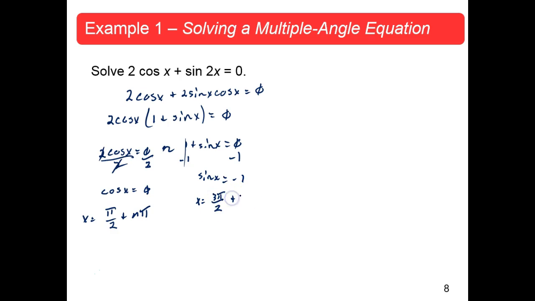Now that one occurs every 2 pi, so 3 halves pi plus 2n pi. But guess what? 3 halves pi is also counted in the previous one, right? So that covers both of them. Now, when they wrote them out, they did the 2n pi for both of them, but because it's these two and those two, that's every n pi. So you could shorten it to just that, or you could write it that way. Nothing wrong with it.